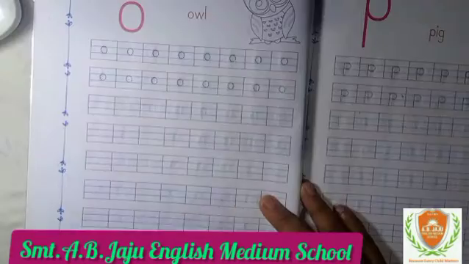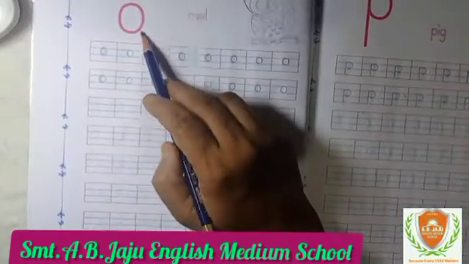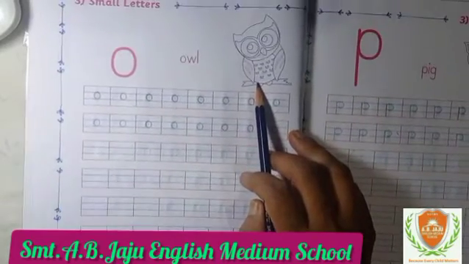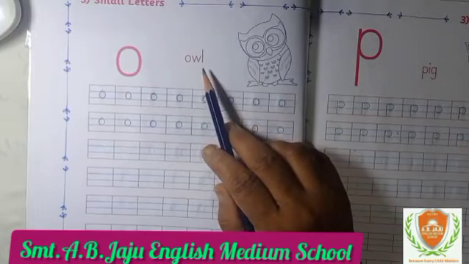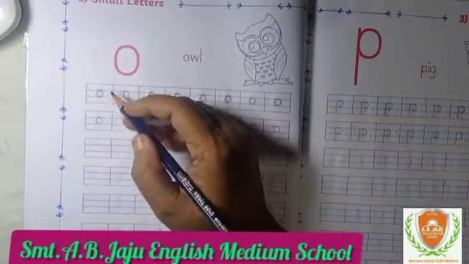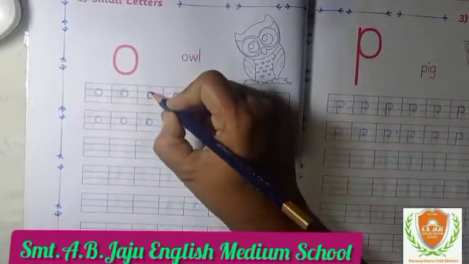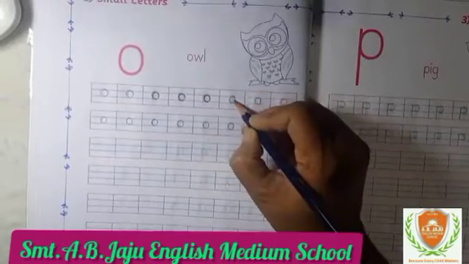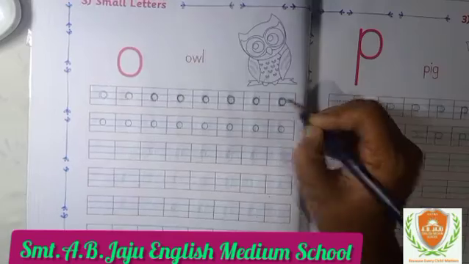First trace. This is small o. O, O, owl. This is the picture of an owl, and O-W-L is the spelling of owl. Now first we will trace small o. Between the two blue lines you have to trace small o. Small o.